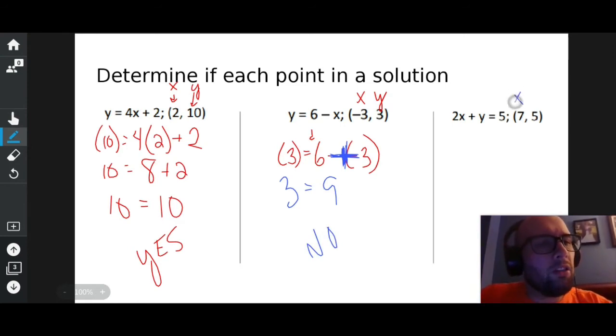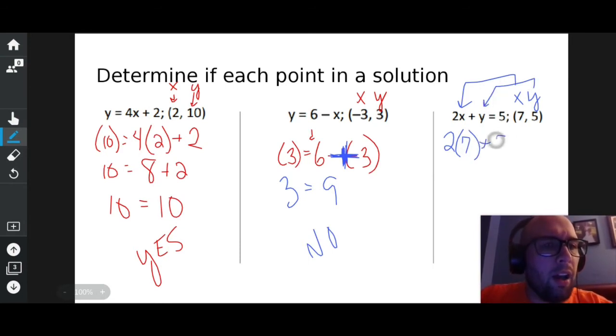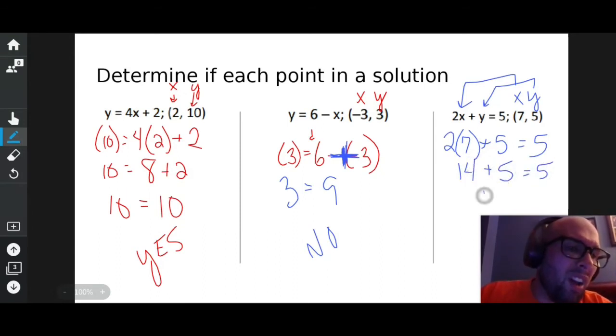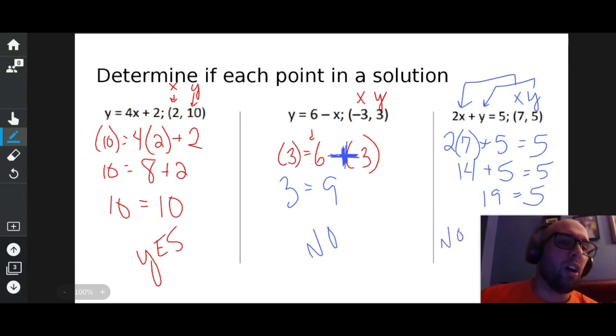So you're an X, you're a Y. I'm going to replace X with 7, so 2 times 7 plus 5 equals 5. Well, I can tell you right now, this does not look like it's going to work out, because 2 times 7 is 14, and 14 plus 5 is not 5. In fact, 14 plus 5 is 19, and 19 does not equal 5, so that's another no. That's very disappointing.